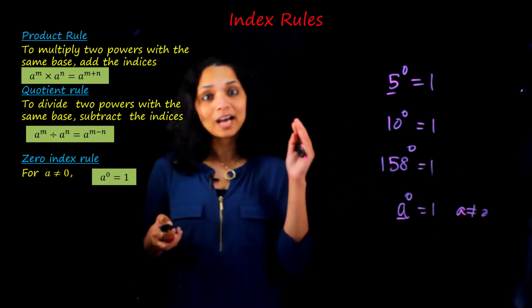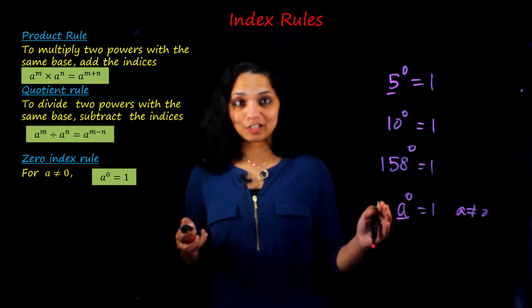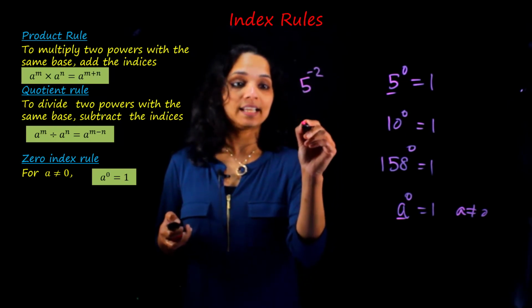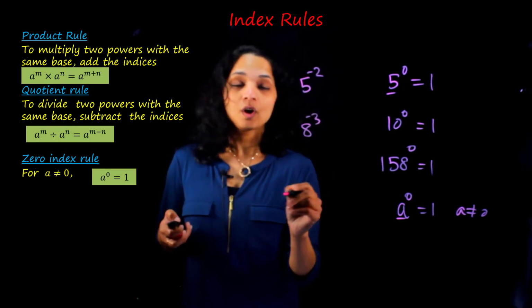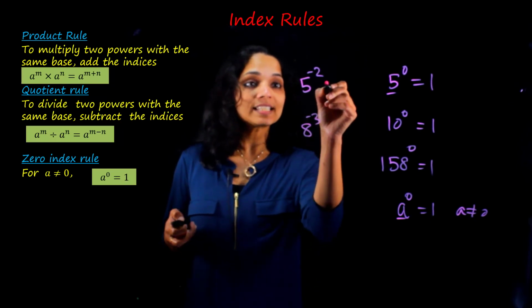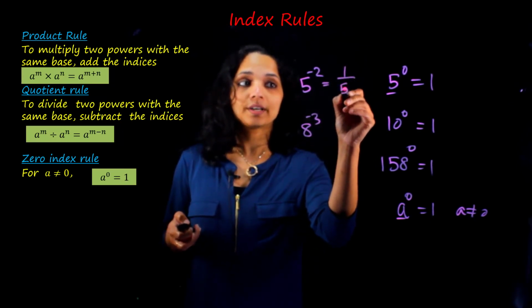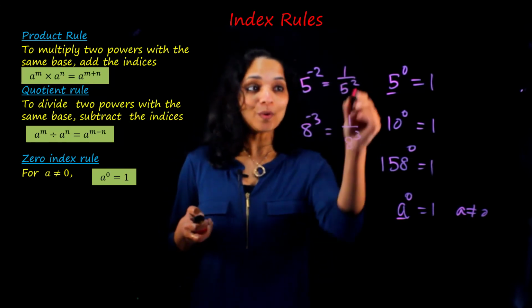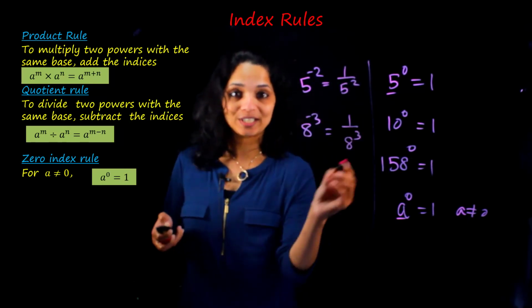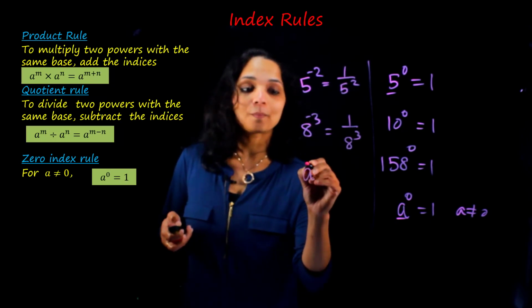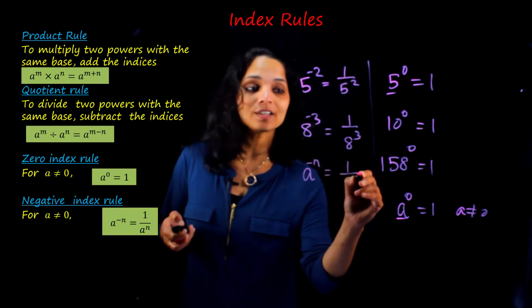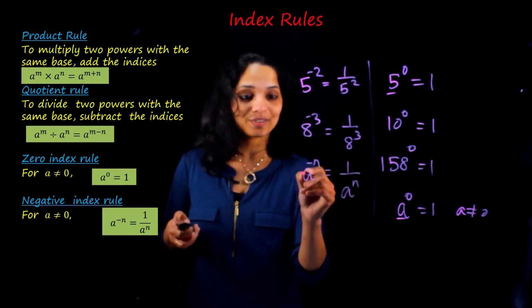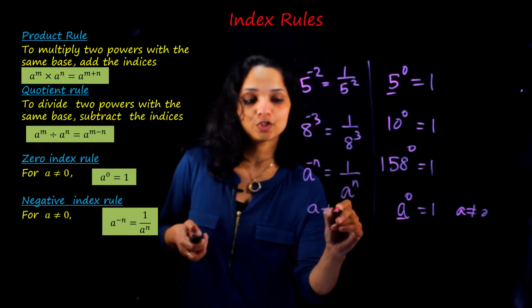Now we can learn another simple rule, which is the negative index rule. What is 5 to the power minus 2? What is 8 to the power minus 3? This is nothing but 1 over 5 to the power 2, and this is 1 over 8 to the power 3. We can write this rule in general form: 8 to the power minus n equals 1 over 8 to the power n. And again, there is a condition here: a should not be equal to 0.